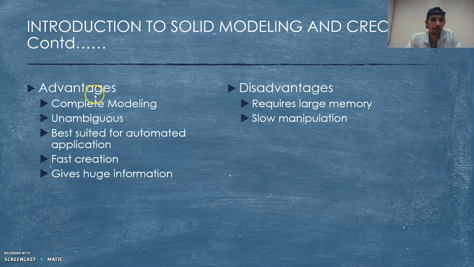There are some advantages of solid modeling. A few are enlisted here. It is complete modeling. It is unambiguous, that means ambiguous models cannot be created. It is very suited for automated applications. The part creation is very fast. Similarly, it gives huge information. But there are a few disadvantages of solid modeling as well. It requires large memory and the manipulation is quite slow.